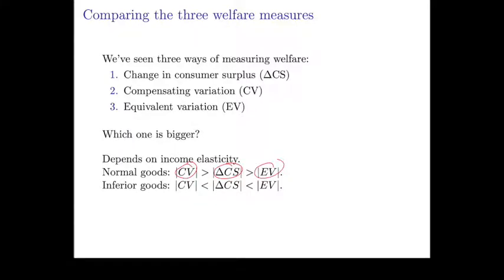For inferior goods, that order is going to be reversed. Equivalent variation is going to be the biggest, the consumer surplus change is going to be second biggest, and the compensating variation is going to be the smallest. So let's see this in a little more detail. We're not going to do the math, but we'll do this graphically.